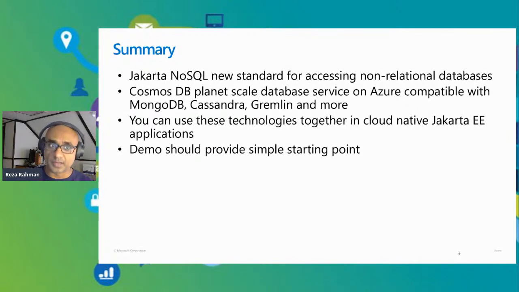And there's a bunch of different APIs to it: MongoDB, Cassandra, and Gremlin. I showed you the MongoDB API in action. You can use these things together. They are a very powerful combination. You're getting the standard-based interface on one hand, and you're getting a very powerful planet-scale database on one of the larger cloud providers on the other hand.